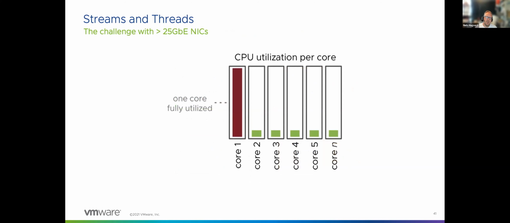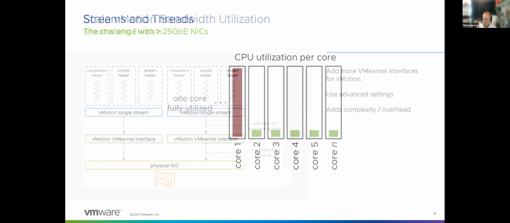However, if we're looking at using 25 gigs or up, which is becoming mainstream quite quickly, so 25 gig, 40 gig, 50 gig, even 100 gig, we have a lot of customers looking into and investing in that already. What will happen is, because we only have one stream helper, which can only saturate one full core, we might not be able to saturate that full 25 gig of bandwidth for vMotion.